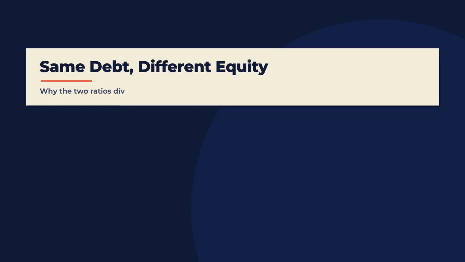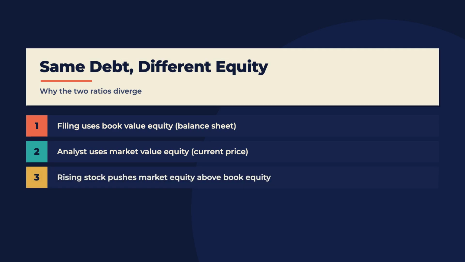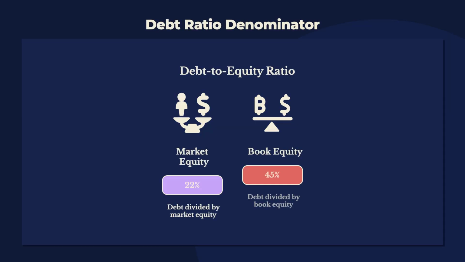The filing almost certainly relies on book values from the balance sheet, while the analyst uses the market value of that same equity. When years of retained earnings and rising expectations push the stock above book value, the market denominator grows and the ratio drops. The same debt sits on top of two different equity values underneath. A larger market equity in the denominator is what produces the smaller 22% ratio.